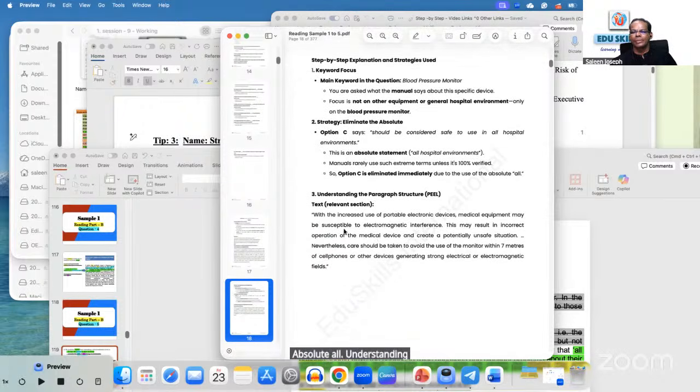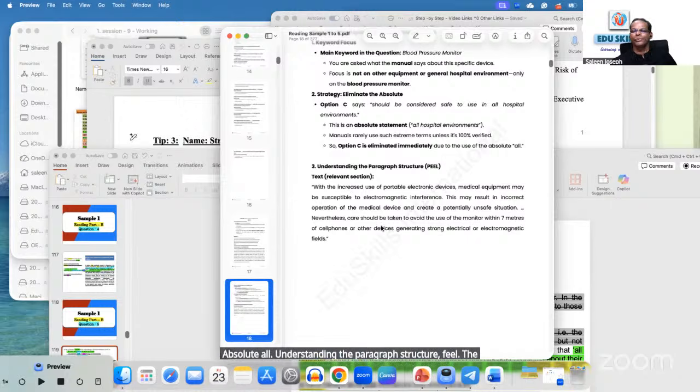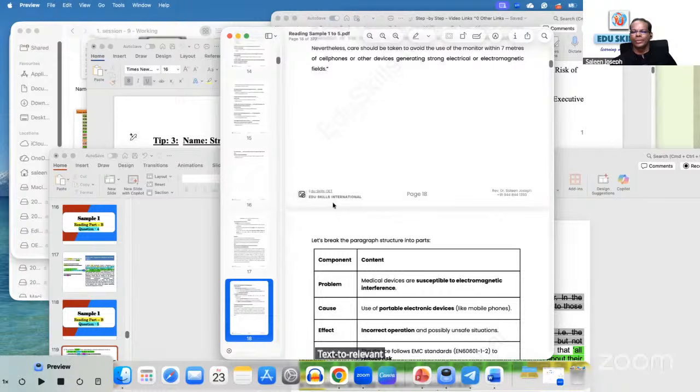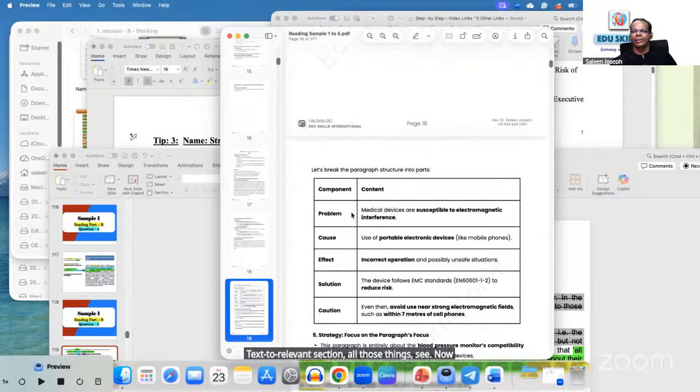Understanding the paragraph structure, the whole paragraph structure is explained: the text, the relevant section, all those things. See, now the content component: there is a problem given first. What is that? Medical devices are susceptible to electromagnetic interference. Applying the paragraph structure here.